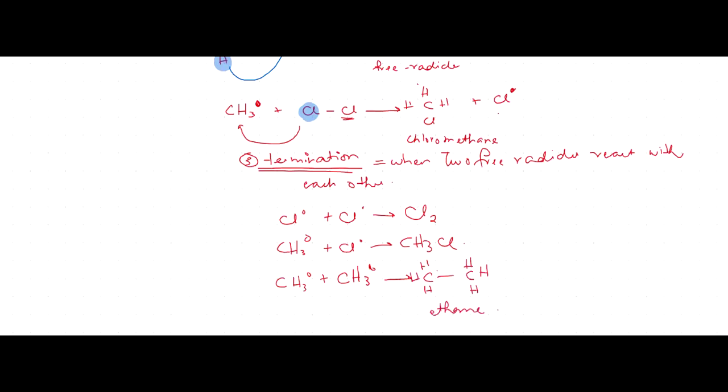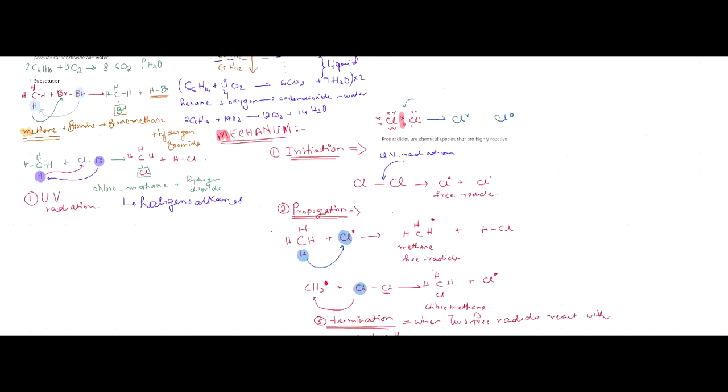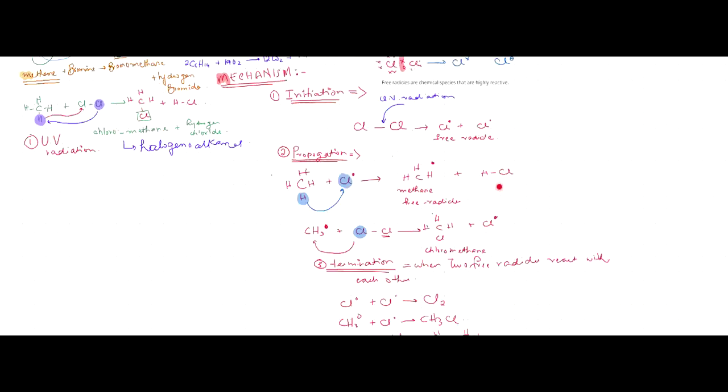Okay, so to summarize what is going to happen: first of all, the bond between the chlorine molecule is going to break because of UV radiation. The result is that you will get a chlorine free radical, which is highly reactive. So the chlorine free radical will attack the molecule of methane. As a result, you will get HCl, hydrogen chloride, because the chlorine will snatch the hydrogen away, and you will end up with a methane free radical.